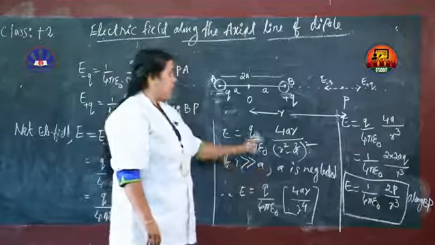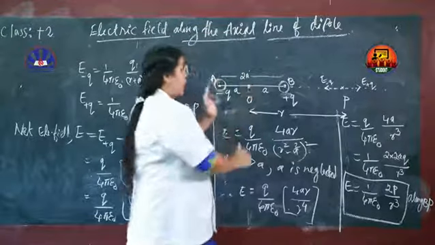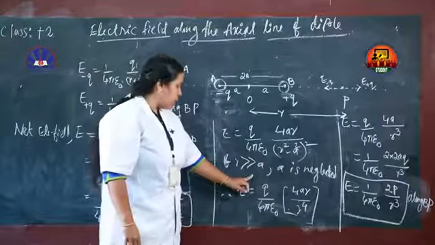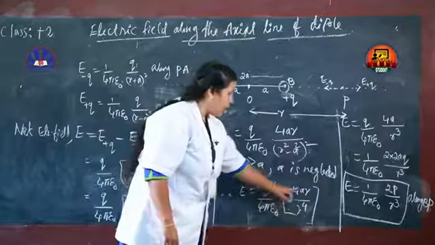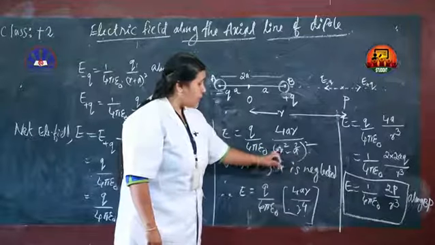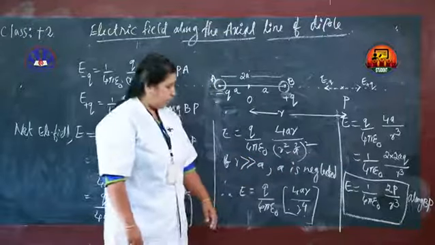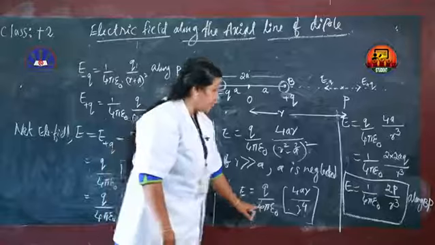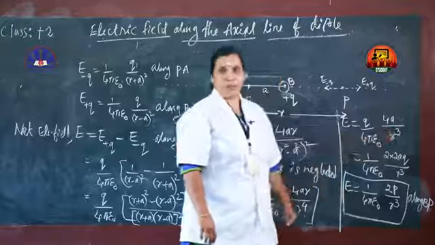Now, here we are doing an approximation, that is, if the distance r is very large compared to a. From the figure we can see r is a very large distance compared to a. So, we can neglect a relative to r. With that approximation, E equals Q by 4 pi epsilon 0 into 4ar divided by, neglecting a in the denominator, (r square) whole square. (r square) whole square means r raised to 4. Now, we can cancel r from the numerator and denominator, so that our equation becomes Q by 4 pi epsilon 0 into 4a divided by r cube.